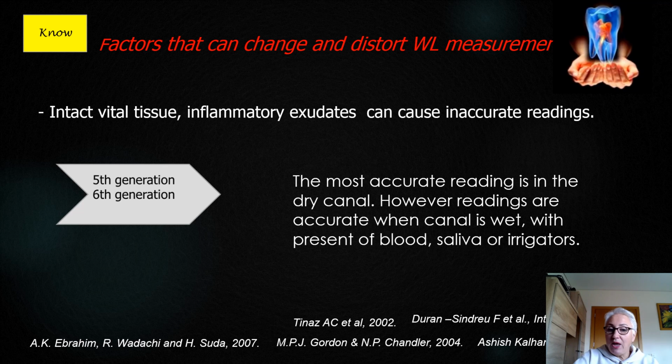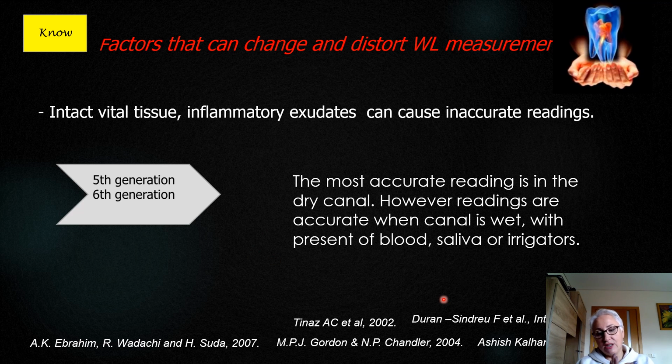Actually, it's interesting that we already have a 6th generation of apex locators on the market. If we do not have a very new apex locator, then in some cases intact vital tissue and inflammatory exudates can cause inaccurate readings, and this can happen even with a very new apex locator. So the most accurate readings are in the dry canal. However, readings are also accurate when the canal is wet with the presence of blood, saliva, or irrigant.